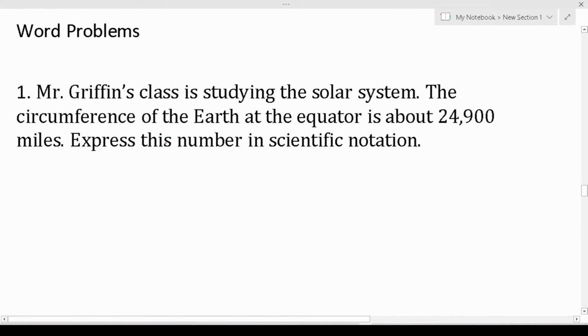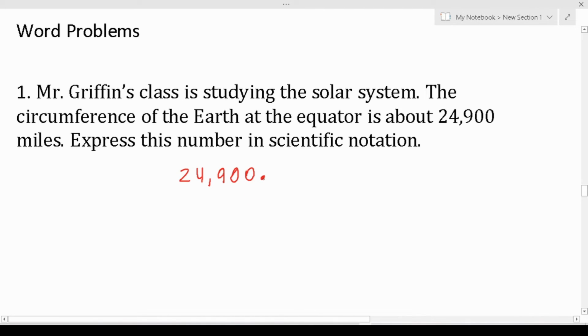As we can see, question 1 says, Mr. Griffin's class is studying the solar system. The circumference of the Earth at the equator is about 24,900 miles. Express this number in scientific notation. Okay, so again, we're given the number 24,900, and we want to express this rather large number in terms of scientific notation.